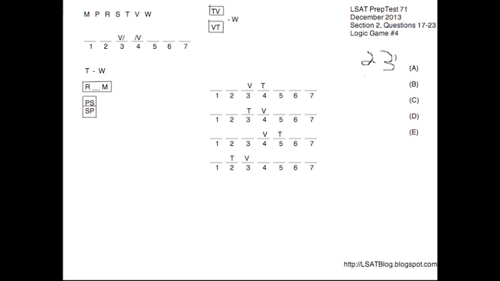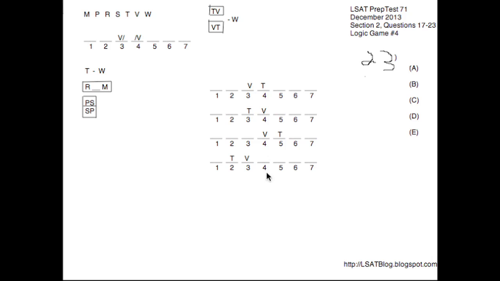So for question number 23, they ask us what happens if T is next to V. So if T is next to V, of course, we're going to have W after both of them, since T is always before W, and we have to keep in mind that V is always on either 3 or 4.